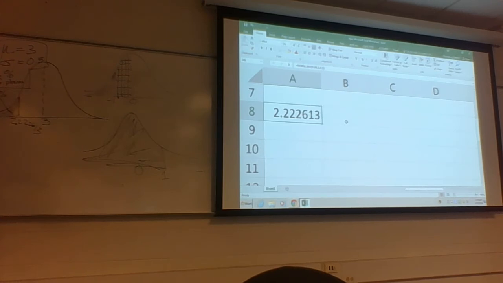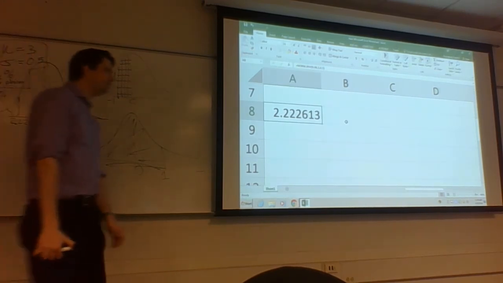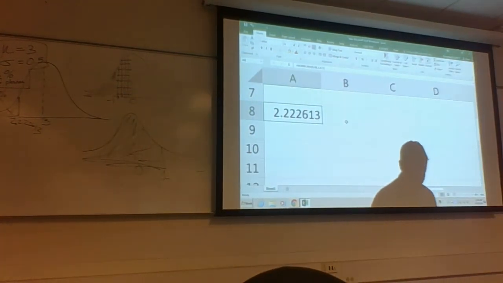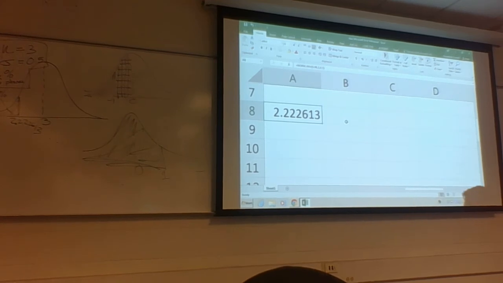From a branding perspective, it's not a round number. What's the warranty? Well, it says 2.222613. What? So, yeah, you're right. It's not a round number. We should make it a round number. What should we do? Round down. So let's round down.